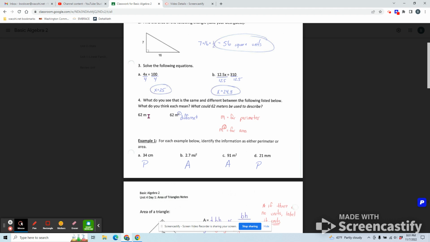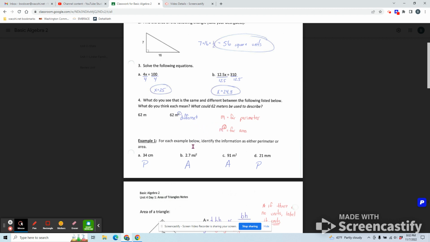But in terms of what we're talking about today, our label, right? m is a label, m squared is a label. Our label in relation to what we're doing today is referencing perimeter, whereas the m squared is for area.